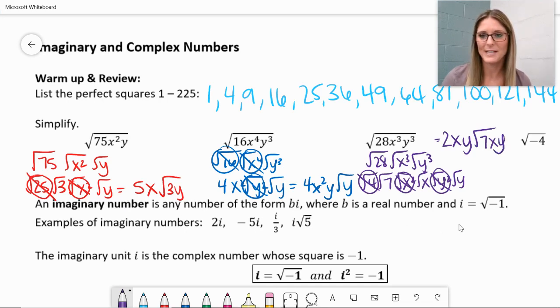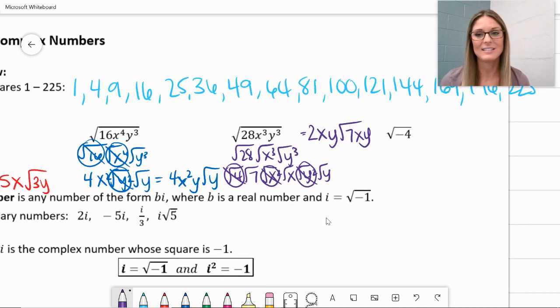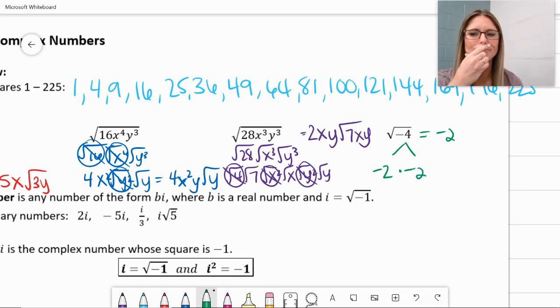All right, you feel warmed up? There's one last example here, the square root of negative 4. Usually students will tell me negative 2, and I'm like, that's cool, but let's remember what a square root represents. So you're telling me negative 2 times negative 2 is negative 4? No. Negative 2 times negative 2 is positive 4. When you multiply two negatives, it's positive. So that's not it.